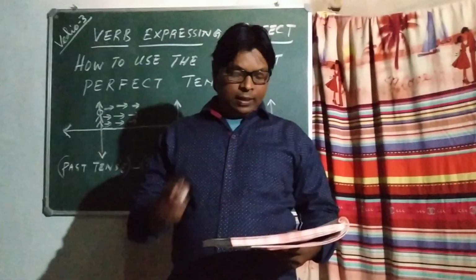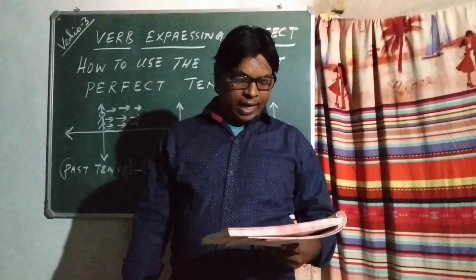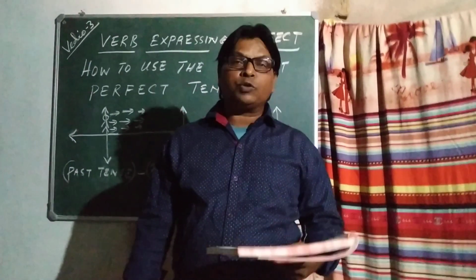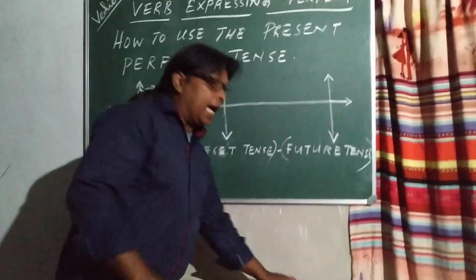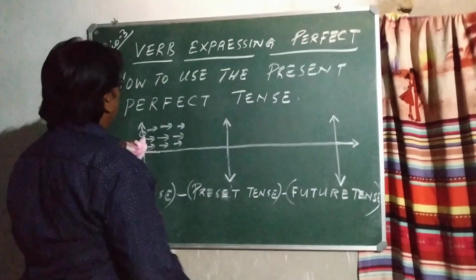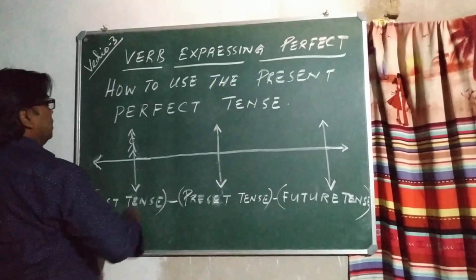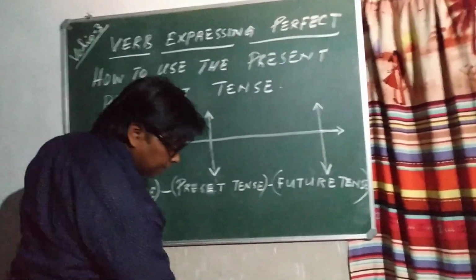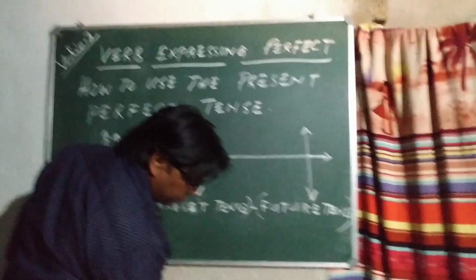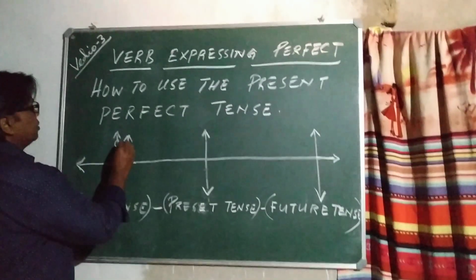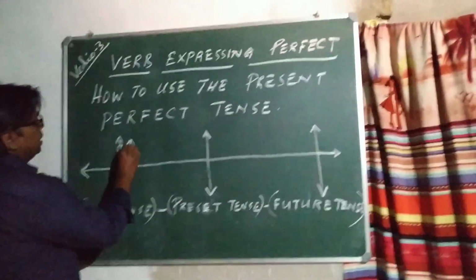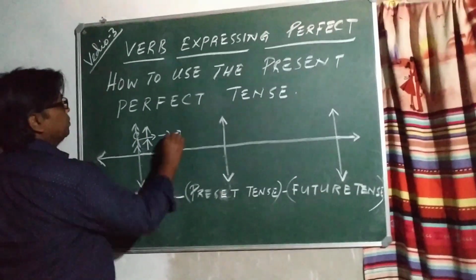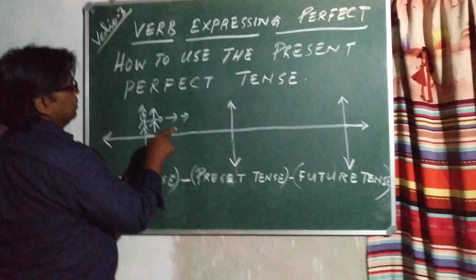The next point is to describe an action that happened in the past but is important at the time of speaking. The action already happened in the past, but it is important at the time of speaking. This person is making the action important at the time of speaking.